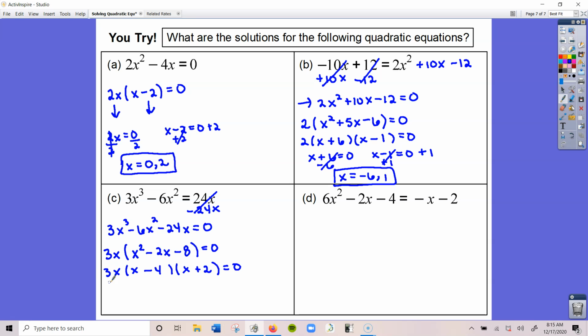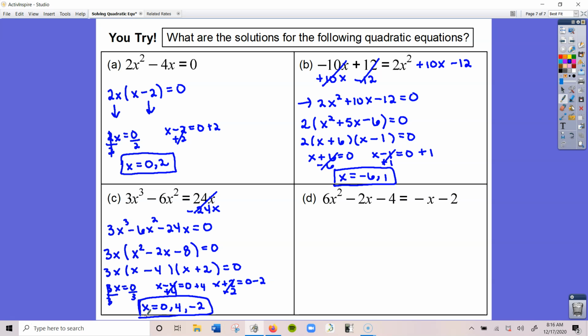So we set each individual factor, so 3x equals 0, x minus 4 equals 0, and x plus 2 is equal to 0. For this factor, I would have to divide by 3, and 0 divided by anything is 0. For x minus 4, I would add the 4, so x is also equal to 4. And for this last one, if I subtract the 2, x also equals negative 2. And these would be my answers.